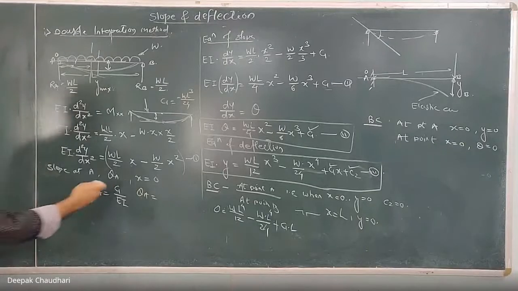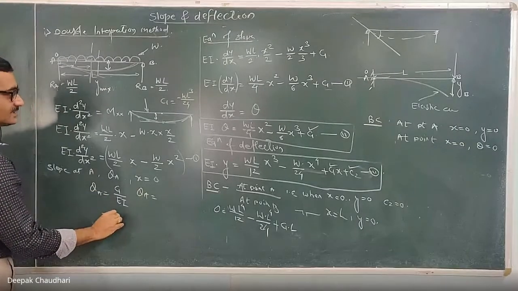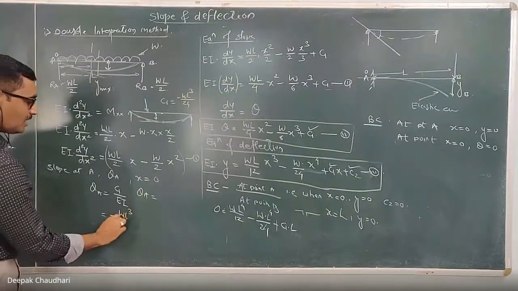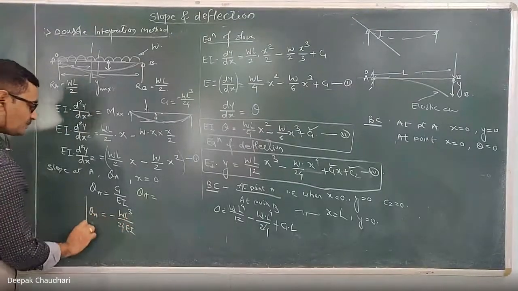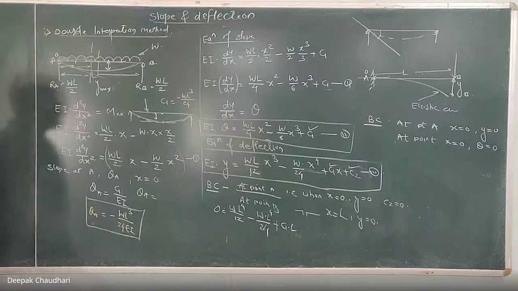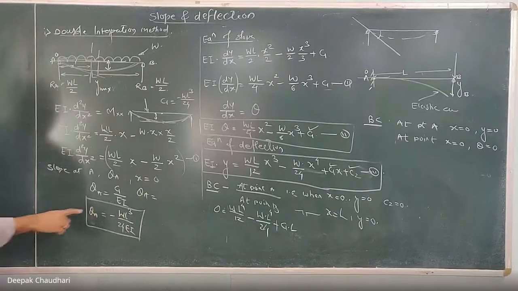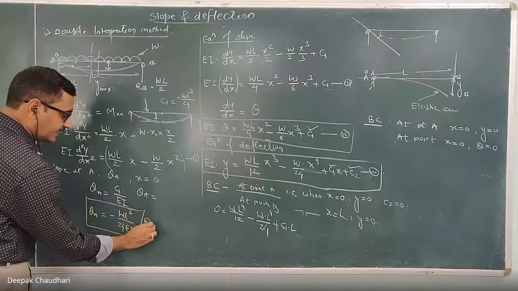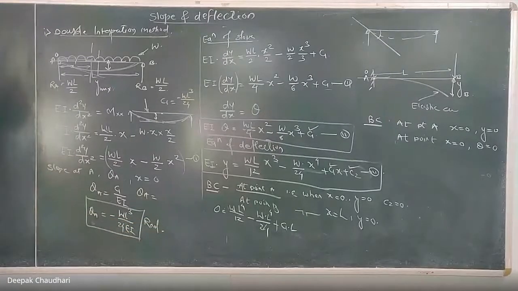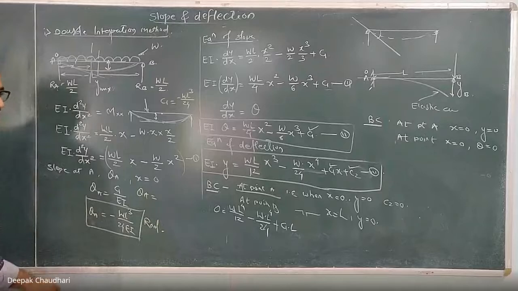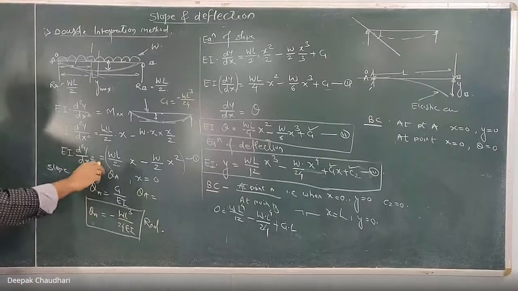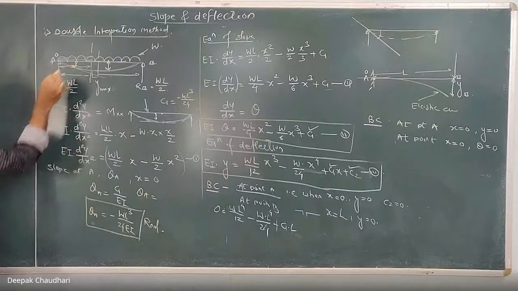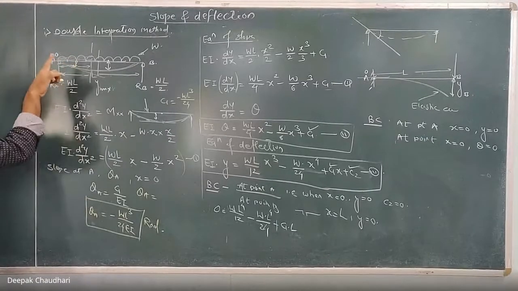Okay, if I substitute here, it will be minus WL cube upon 24 EI. This is the slope at point A, and it is in radian. The negative sign indicates that the beam, from its original position at point A, is deflected in the clockwise direction. If the sign is negative, it means the rotation is clockwise.